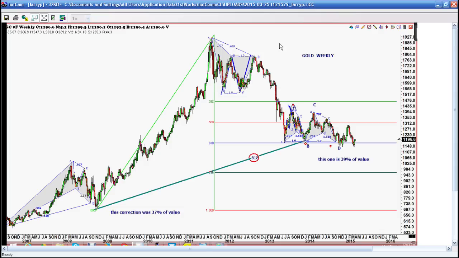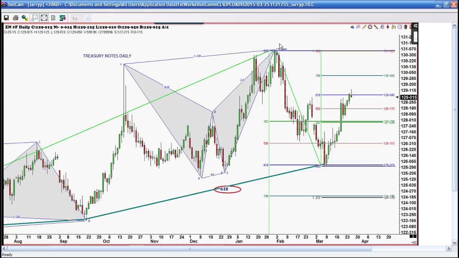We have a really interesting pattern today after 13 days up, which we all know happens to be a Fibonacci number. But we have a beautiful pattern here to look at the short side of the market in the Treasury note market. You can see that if we have a low close today, somewhere below 129, that's going to leave a shooting star pattern, which is the most bearish of all the candle patterns.